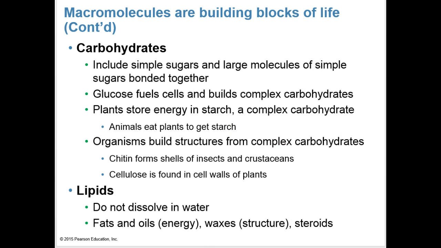Carbs, or carbohydrates, are another macromolecule and also a polymer. Its repeating units are simple sugars that are bonded together. Glucose, a very important simple sugar, fuels cells and helps us build complex carbohydrates like cellulose. Cellulose is found in the cell walls of plants, and also chitin, which forms the shells and exoskeletons of insects and crustaceans. Cellulose is one of the most abundant carbohydrates on Earth.